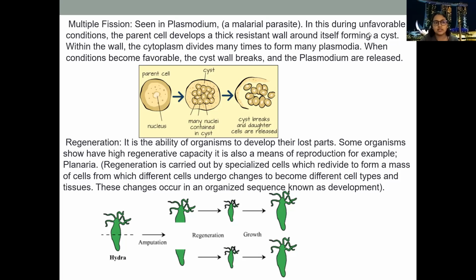When the environment is very unfavorable, at that time the parent cell develops a thick resistant wall around itself, which is called a cyst. Within this wall the cytoplasm divides many times to form many Plasmodium. When conditions become favorable, the cyst breaks and the Plasmodium come out from the cyst. So this process is called multiple fission.